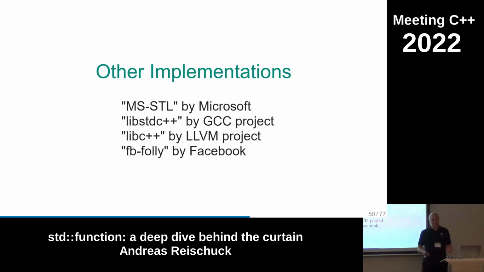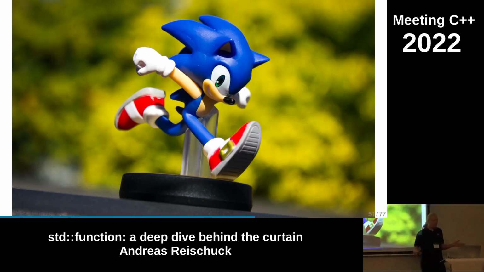Then there's the Facebook Folly library. They come with a function implementation. And then I found an interesting function implementation, the function2 library. I would guess nobody uses it because I couldn't find many comments about it. But they implement a lot of extensions that go far beyond what is in the standard right now. We will have a look later. So, we want to go fast, I guess.